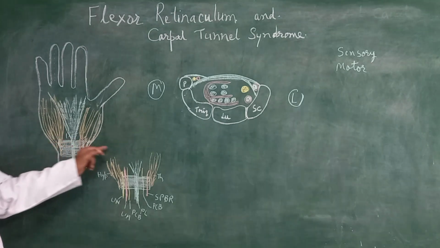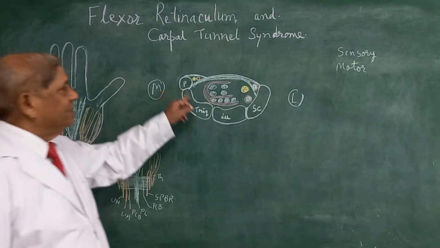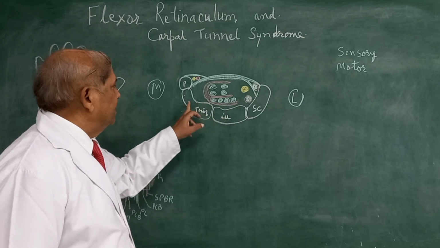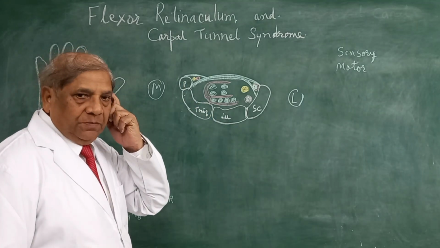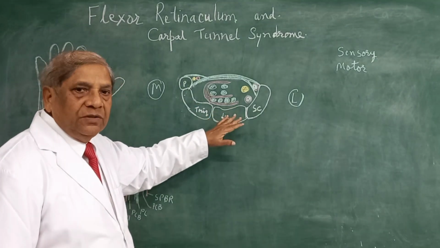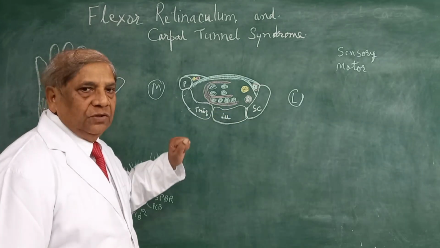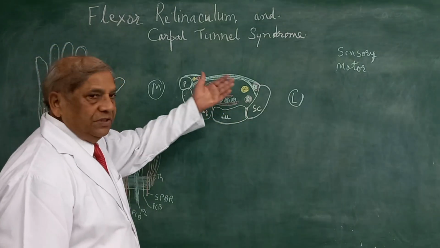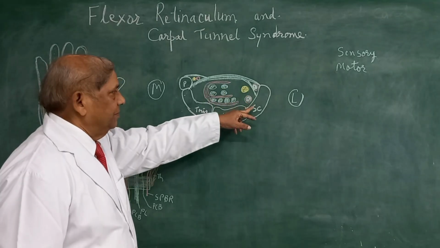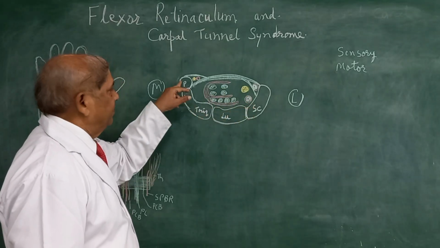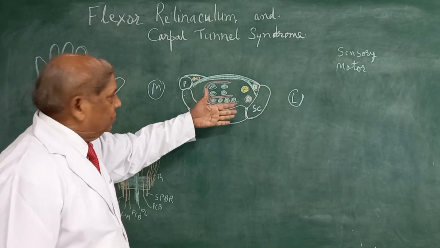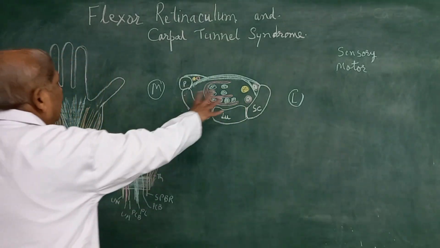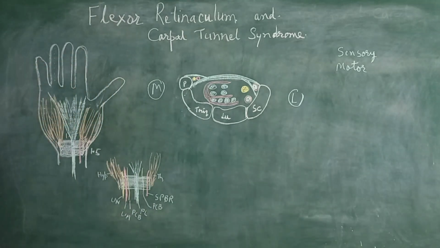If you cut a section of this, you will see the scaphoid, then the lunate, triquetral and pisiform. This is the proximal row, the section passing through the proximal row of the carpal bones. The distal row consists of the trapezium, trapezoid, capitate and hamate, which is not shown in this diagram because the diagram passes through the proximal row of the carpal bones.